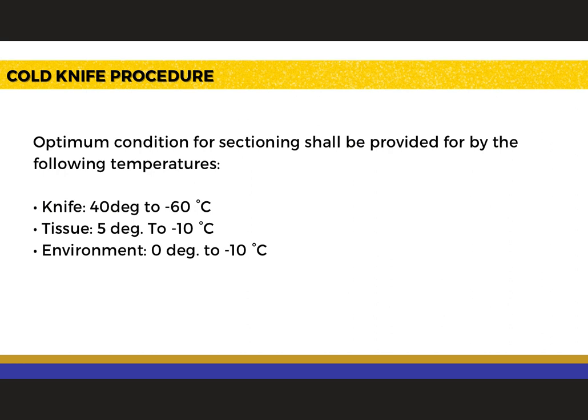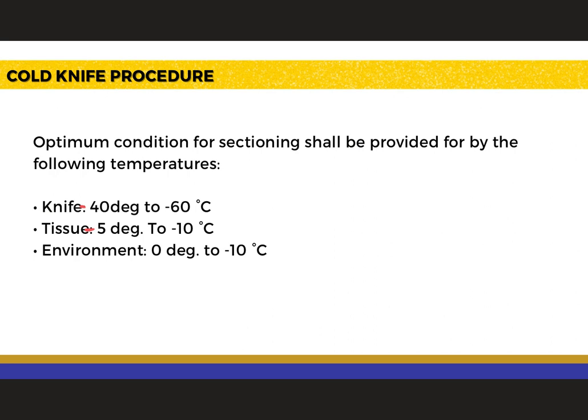Optimum conditions for sectioning are provided by the following temperatures. For the knife, it should be between negative 40 degrees Celsius to negative 60 degrees Celsius. For the tissues, it should be negative 5 degrees Celsius to negative 10 degrees Celsius. And for the environment, it should be 0 to negative 10 degrees Celsius.